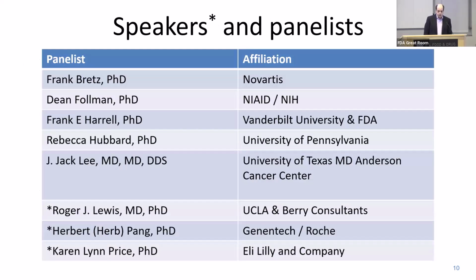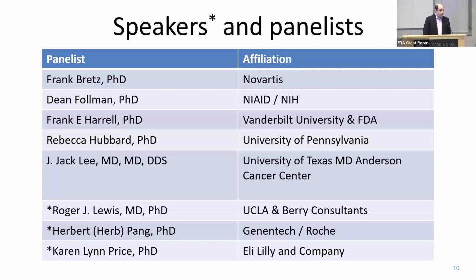I'm not going to go through people's biographies in detail, but we have a panel today of extremely distinguished speakers and panelists. The detailed biographies are posted on our event webpage, so I'm just going to introduce people quite briefly now. Let's see, I think it is in order from my immediate left. Frank Bretz is a distinguished quantitative research scientist at Novartis. Dean Folman is chief of the Biostatistics Research Branch at the National Institute of Allergy and Infectious Disease at NIH.